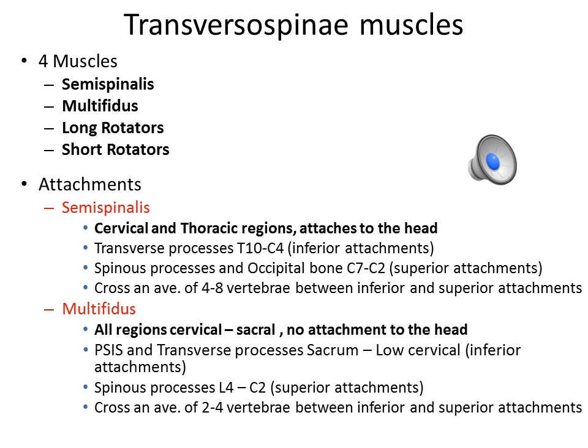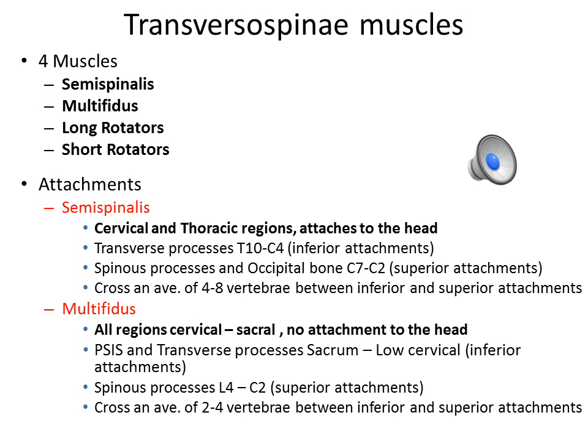The semispinalis is found in the cervical and thoracic regions. In the cervical region, it attaches to the skull or the head. The inferior attachment of semispinalis is the transverse processes of T10 through C4, and the superior attachment is the spinous processes of C7 through C2, as well as the occipital bone. Typically, the semispinalis muscle fibers will cross an average of 4 to 8 vertebrae between the inferior and superior attachments.